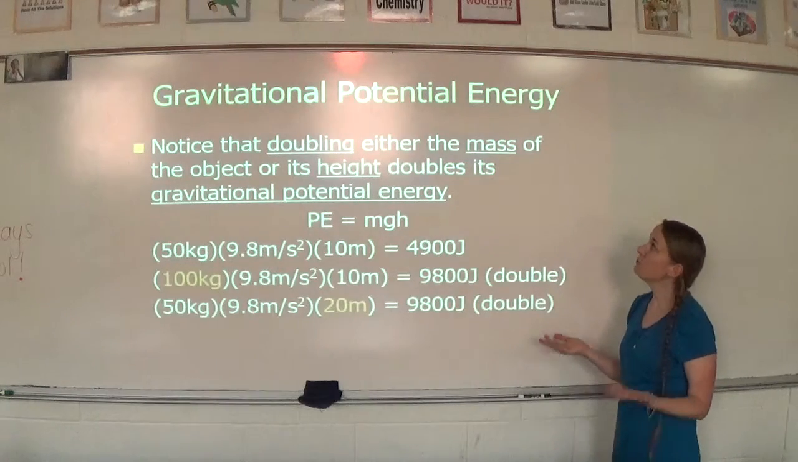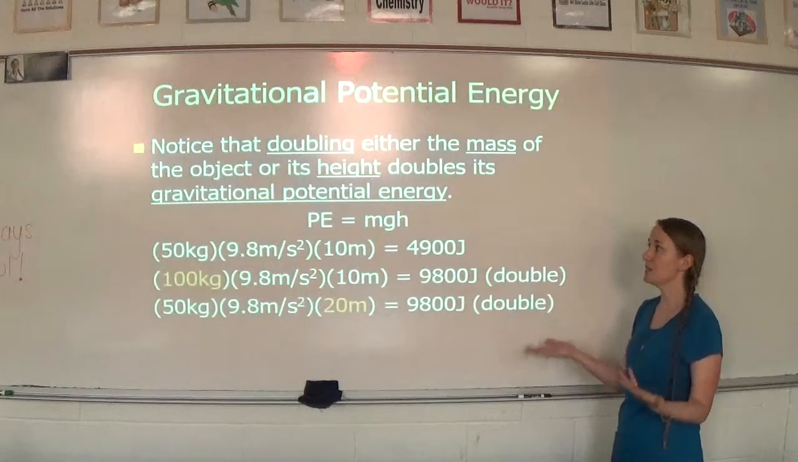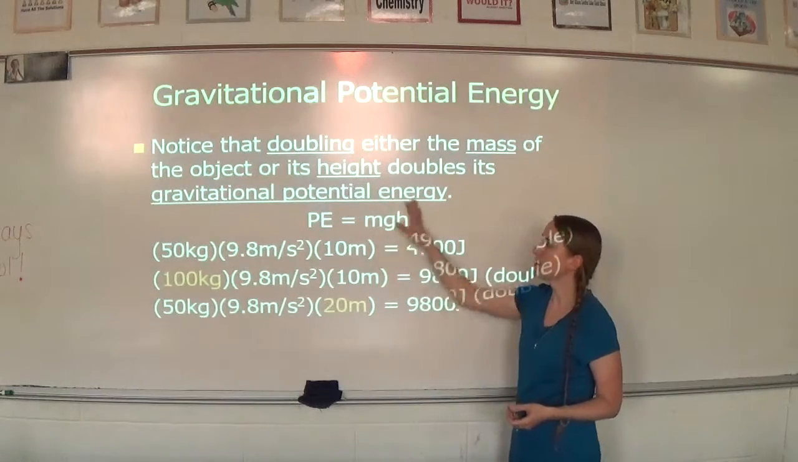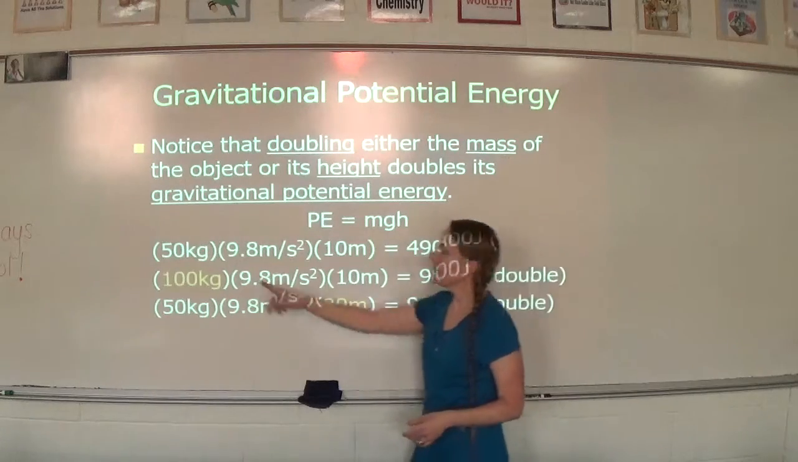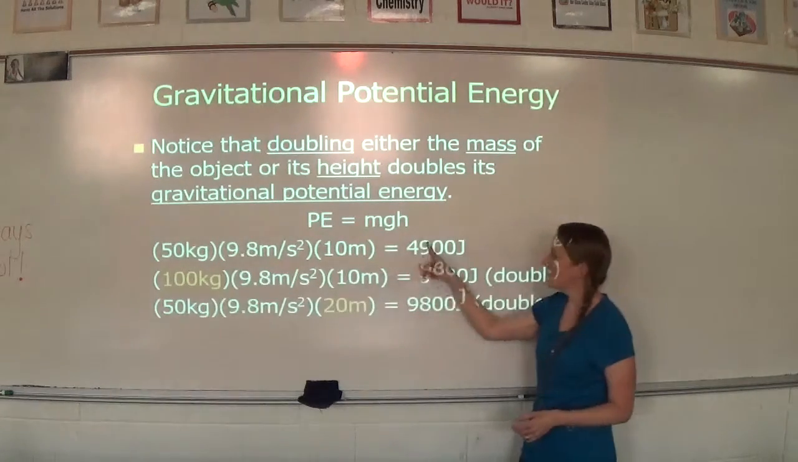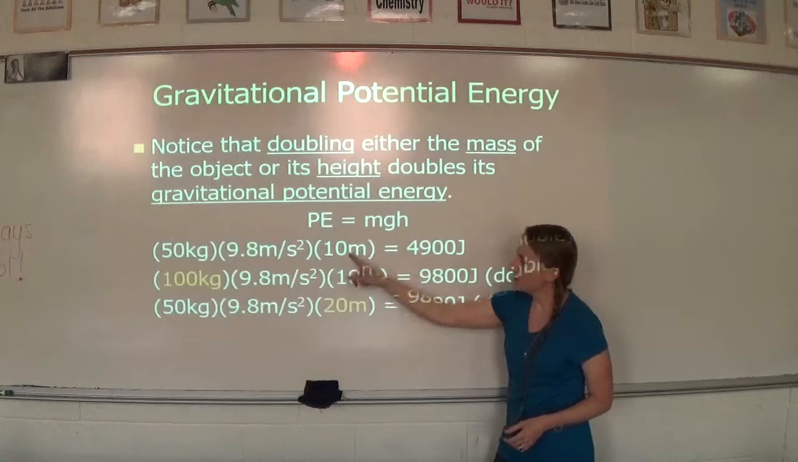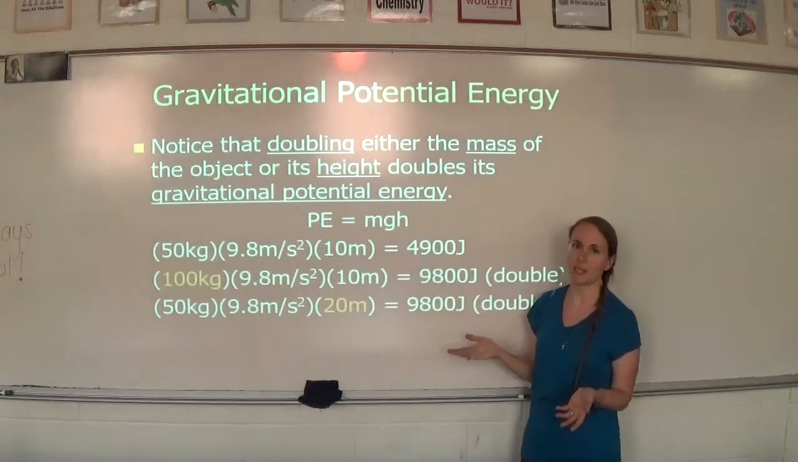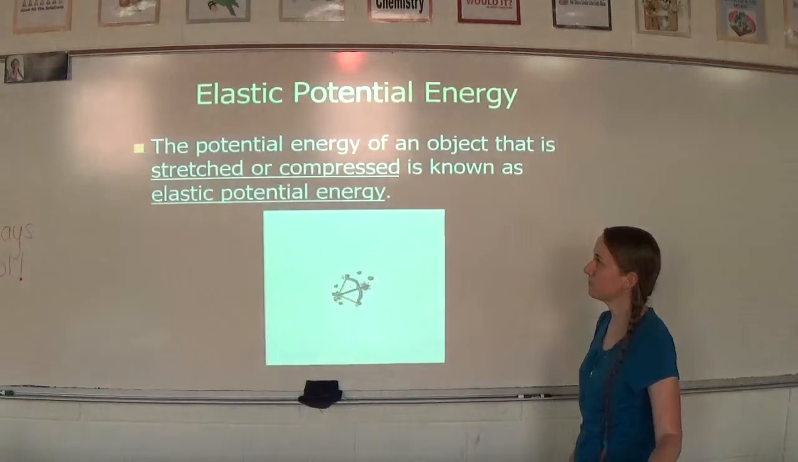Notice that if you double the mass or the height, it doubles your gravitational potential energy. Since there's nothing squared here, everything just doubles. See, if I double my mass only, my potential energy doubles. If I double my height only, my potential energy doubles. So it's not a quadrupling like in the kinetic energy formula.